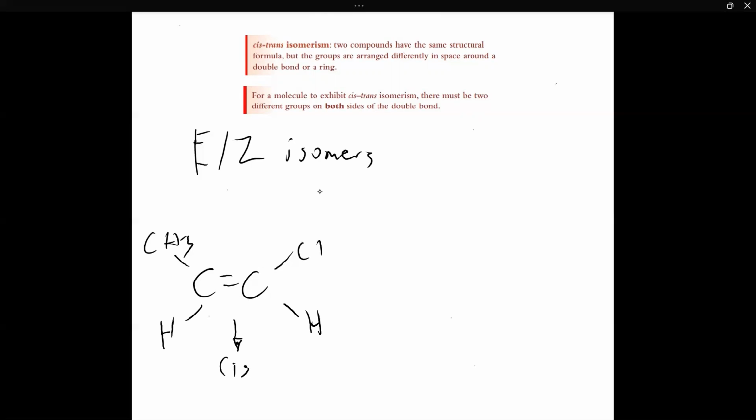What if I didn't have hydrogen? What if on both sides of the molecule, I had completely different groups? What if I had something like this?